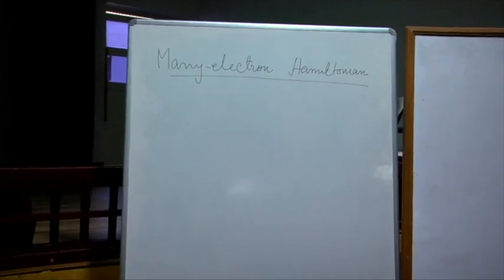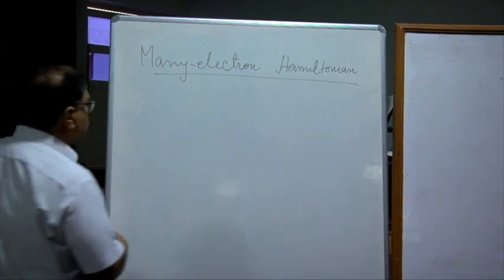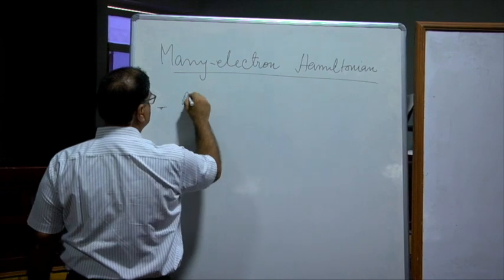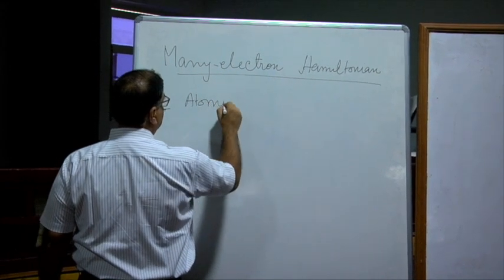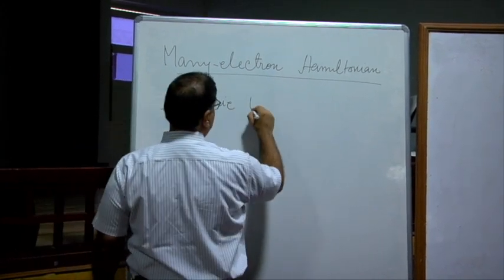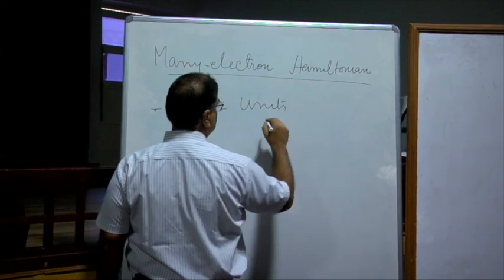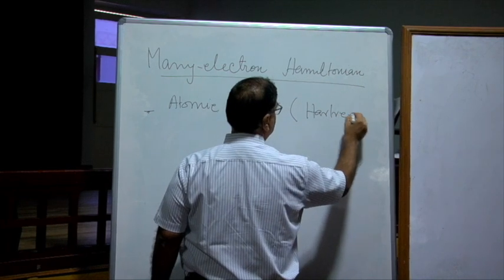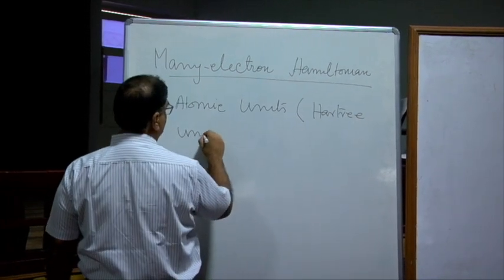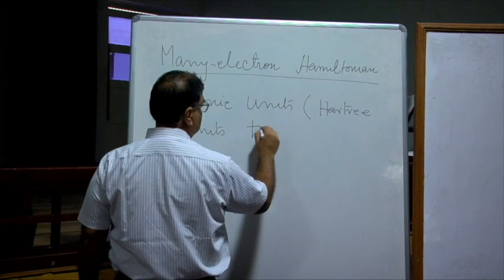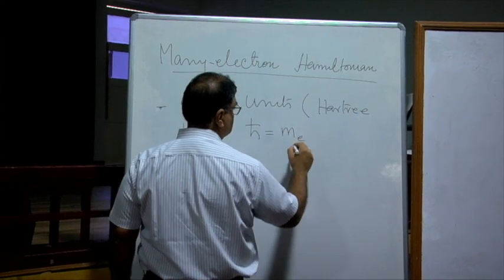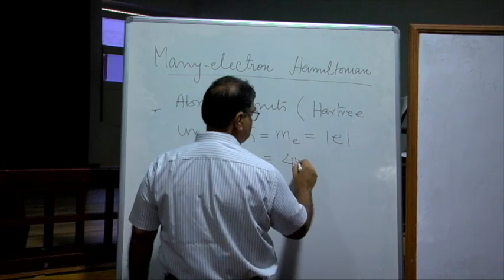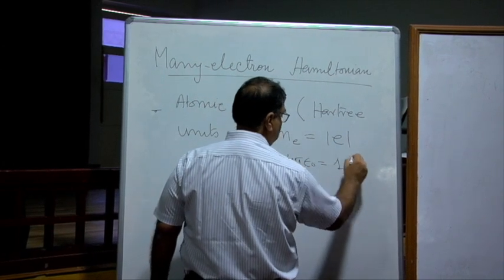All right, so let's first write the many electron Hamiltonian, and I'm going to use atomic units, also known as Hartree units. That gives you ħ equals mass of the electron equals charge of the electron equals 4πε0 equals 1.